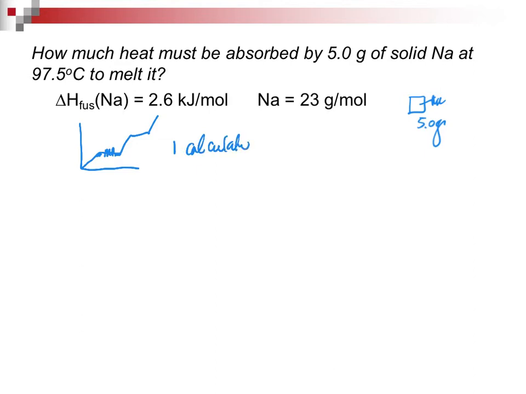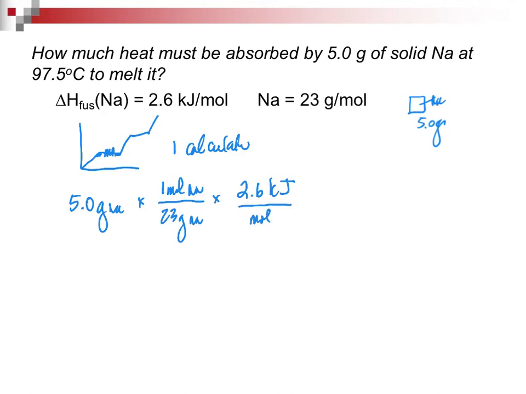So many of you will say, I don't know what to do, but I'm going to put it this way. We have 5 grams of sodium, and we still turn things into moles. 1 mole of sodium is 23 grams of sodium, and what they tell us is 2.6 kilojoules are required to melt every mole of sodium. When I crunch my numbers, 0.57 kilojoules. So again, this was one calculation, and it was along the melting point portion of the heating curve.